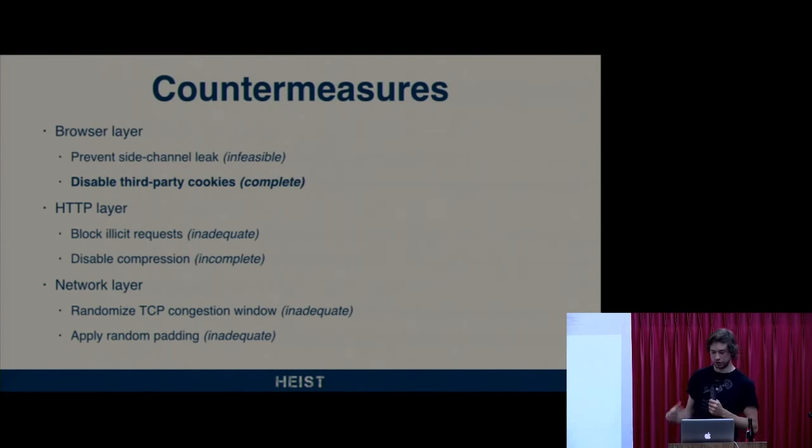And then on the network layer, you could try to randomize the size of the TCP congestion window, but randomizing is never a very good approach to something, so I don't think that would actually work. And trying to apply random padding also might not really work, because if you have a lot of random values and you take the average, you can still figure out the actual value.